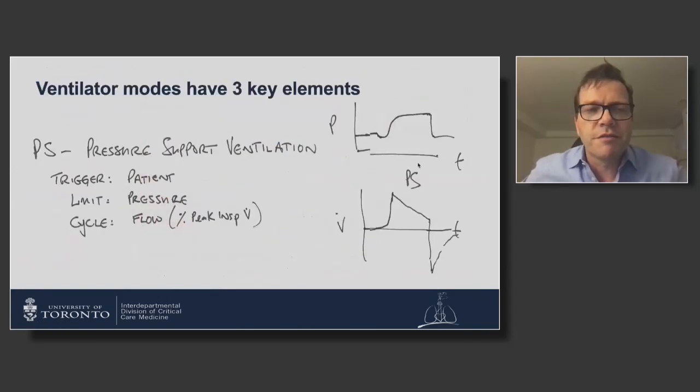So pressure support, just to remind you, there's a slide from last night. It's patient initiated. There's no set rate. The patient asks for breaths. It's limited by pressure, and it knows how to cycle in between, giving flow on inspiration and then letting the patient passively expire when the inspiratory flow drops to 25%. That's the usual default set rate of peak inspiratory flow.